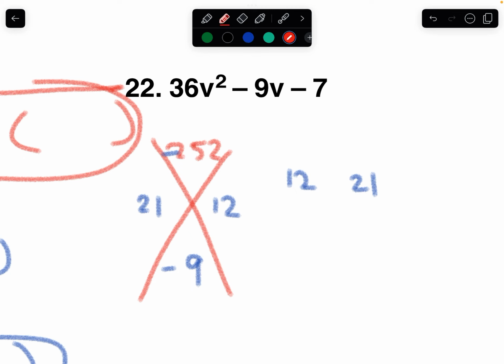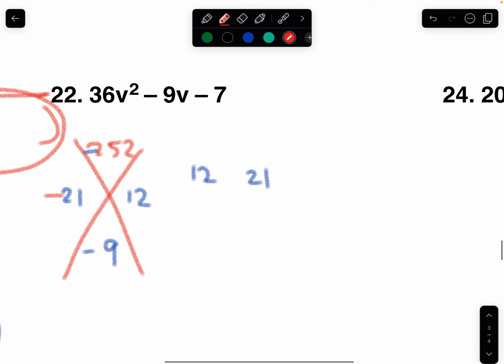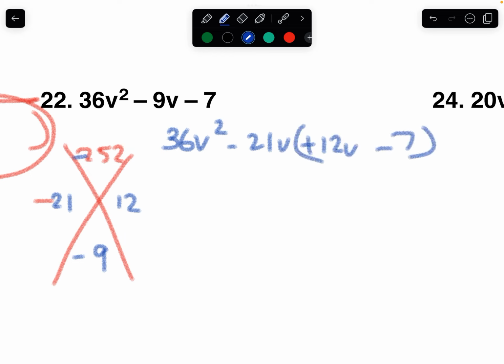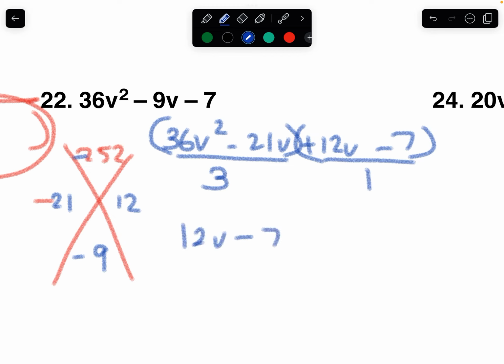Negative. So I need the negative to be bigger, so I can do grouping. Guess a number and then divide and check it to see if it works. I just happened to be lucky. 36v squared minus 21v plus 12v minus 7. Factor by grouping. 3 and 7, so 3 has to be at 1 here. I get 12v minus 7. Yep, this gets 12v minus 7. Oh, I forgot the v here. Then it's 3v plus 1.